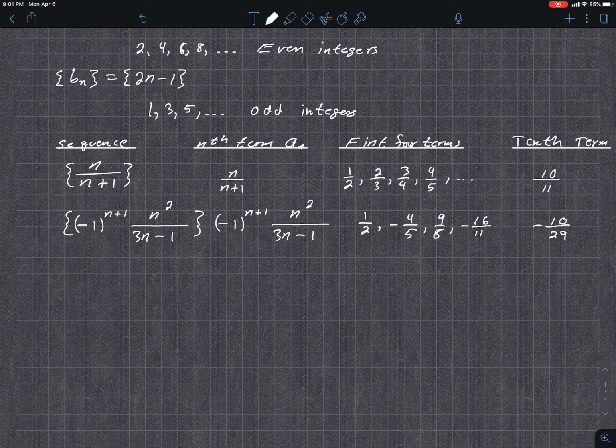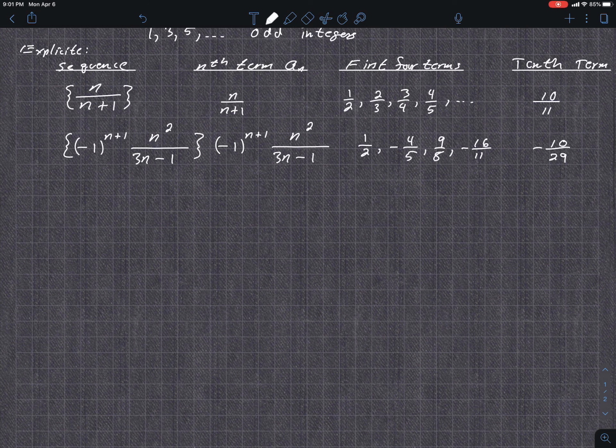Let me show you another case, and we don't really work with these a lot, but it's worth showing what this one is. So this is what we call explicit. Let me write this over here. So this is explicit or explicitly defined sequences. The next one I want to look at are what are called recursively defined sequences.